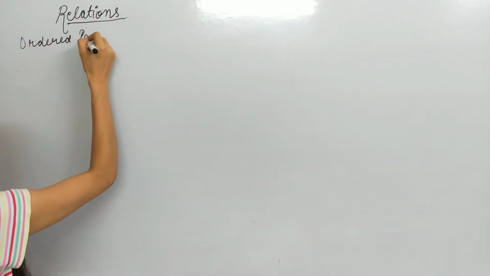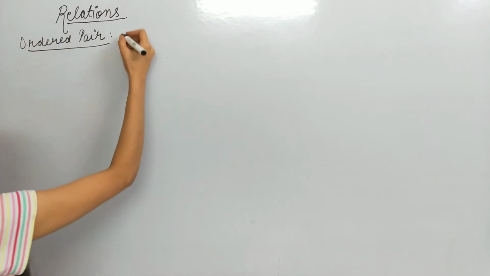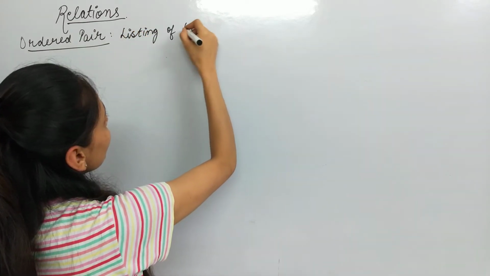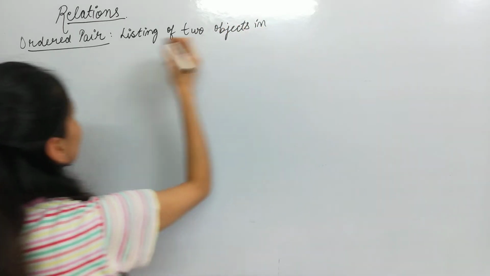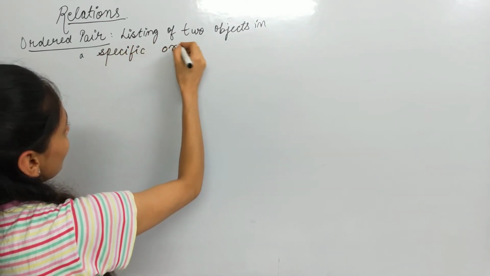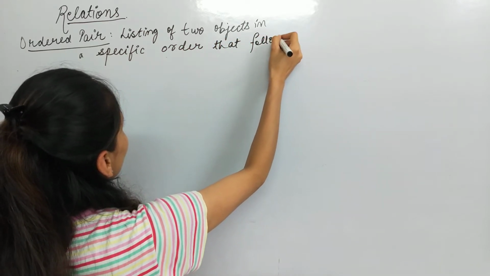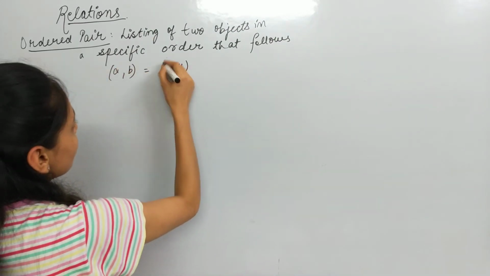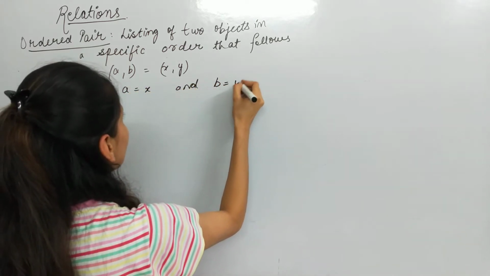Ordered pair. You have listened to this word before also. Ordered pair means listing of two objects in a specific order. In a specific order that follows that (a, b) = (x, y). This implies that a = x and b = y.